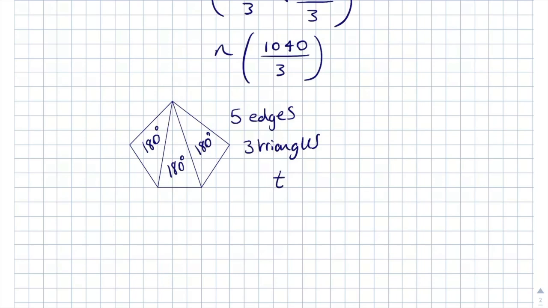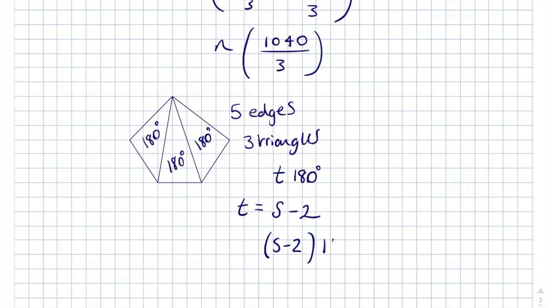And we can form that equation by, let's say, if we use t for the number of triangles, multiply by 180 degrees. Well, t is equal to the number of sides s minus 2. So therefore, we can say that (s minus 2) all multiplied by 180 will give us the sum of our interior angles.